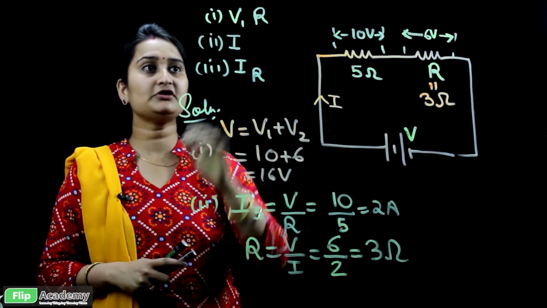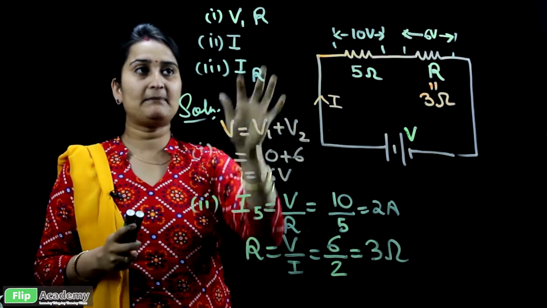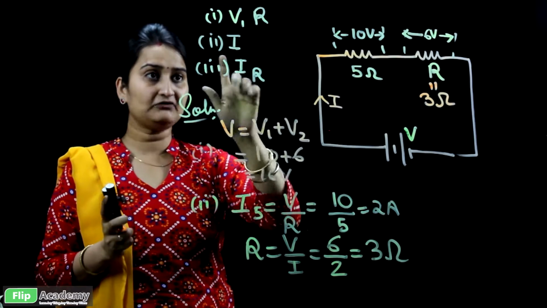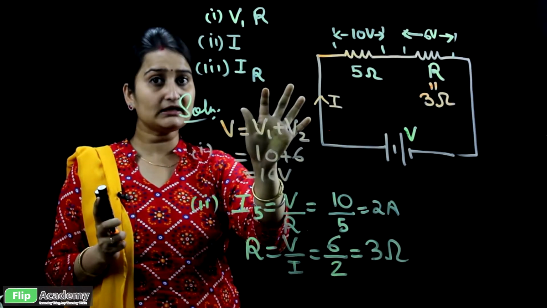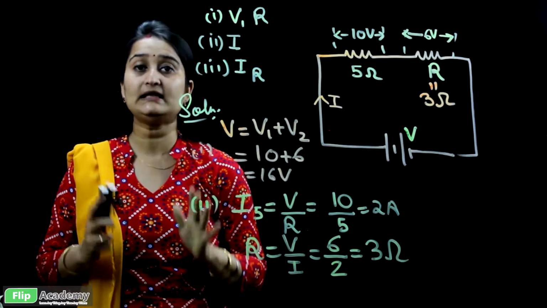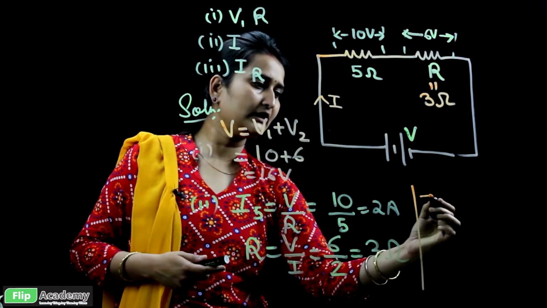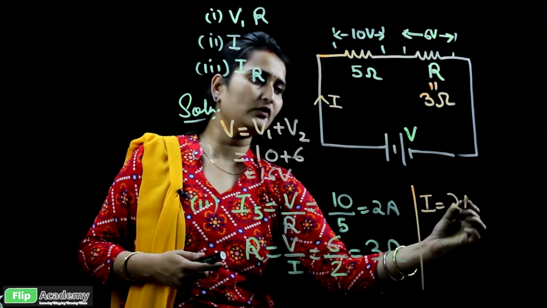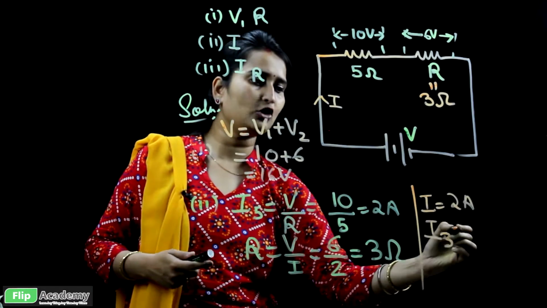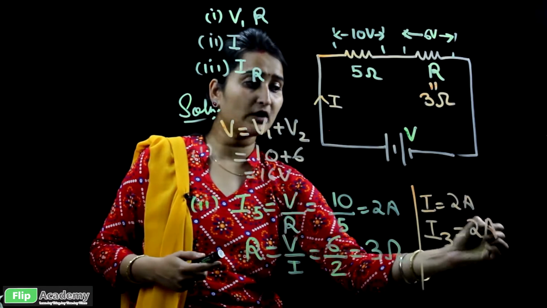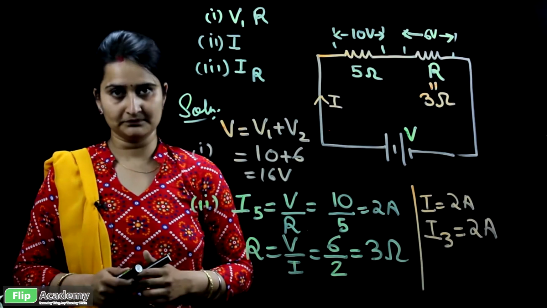Now, how will you solve for capital I and capital R? For capital I, that is the total current, it will remain the same as 2 ampere. For I flowing in R resistance, it also remains the same, that is 2 ampere. That is, total current capital I is also 2 ampere. The current flowing through R or the 3 ohm resistor is also 2 ampere because it is a series circuit.